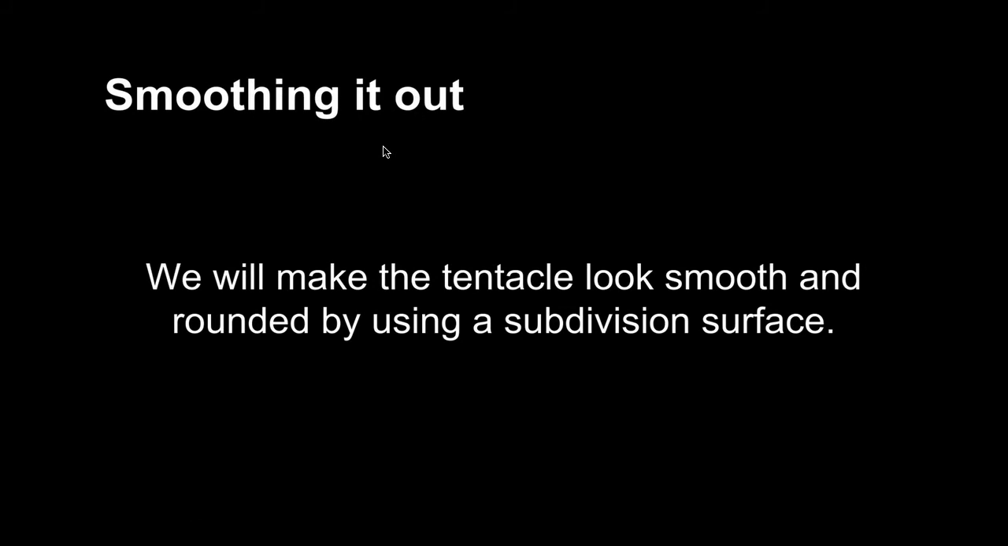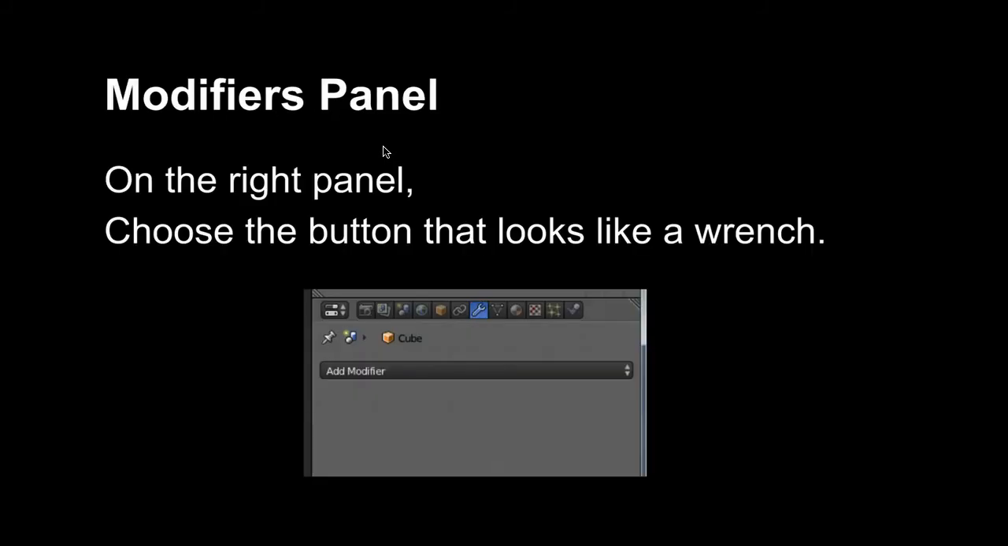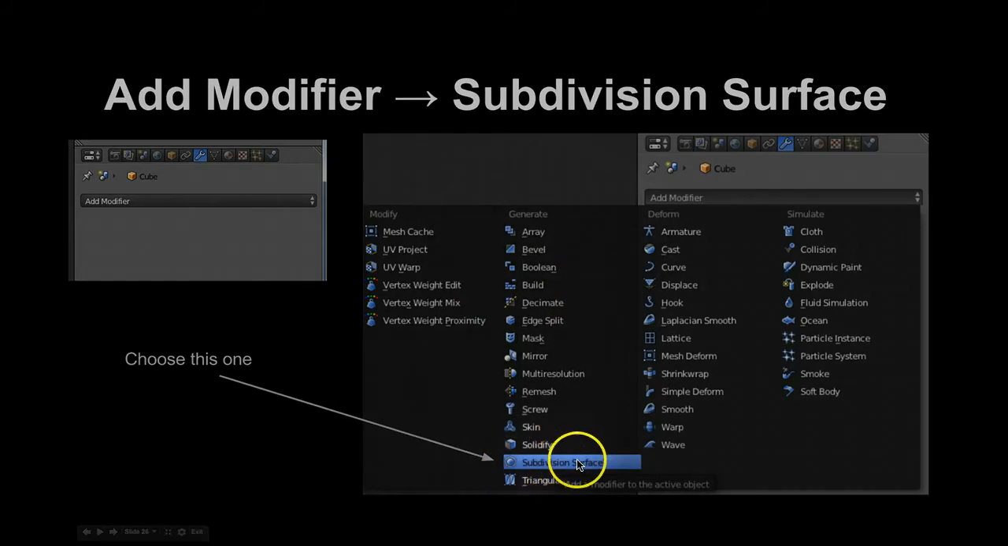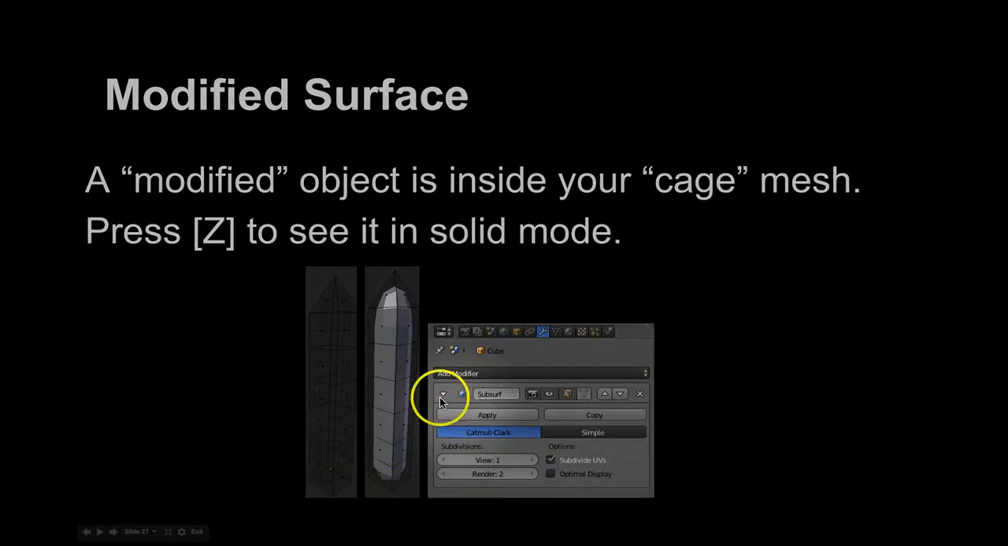So we're going to make the tentacle look smooth and rounded by using something called a subdivision surface. We're going to go to the Modifiers panel, the one that looks like a wrench, and add a modifier that smooths it out. A subdivision surface is going to create a smoother version of our mesh inside of the original polygonal mesh, which is going to act like a cage. When we move the outer mesh, the inner smoother mesh is going to follow it. Let's see this happen.